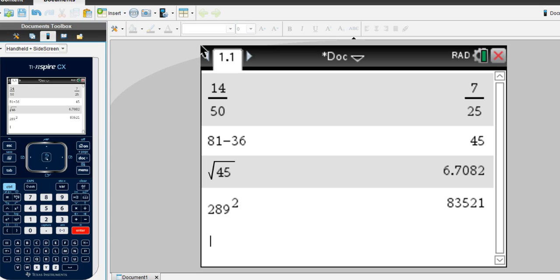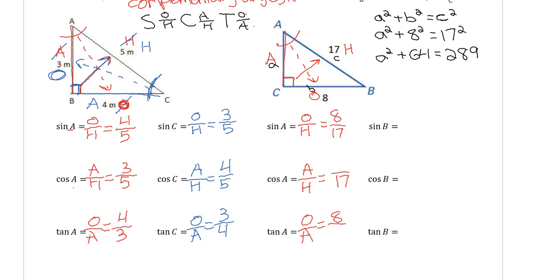Oh, sorry, 17 squared is 289. Good. Then, I'm adding 64, so I'm going to subtract 64. We get A squared equals 225. Take the square root. The square root of 225 is 15. So that side is 15. So, in all my blanks, I'm going to put 15.